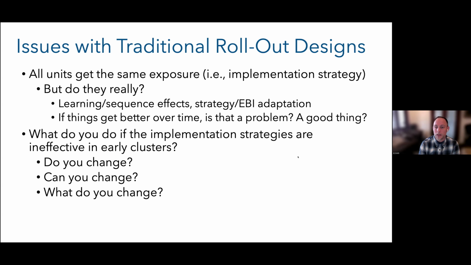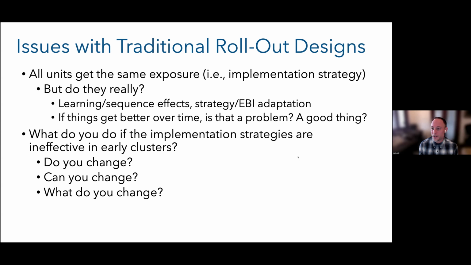Is that true, right? Do we actually adapt the strategy sometimes over time because we realize it's not working that well? Do we actually have a learning or a sequence effect, meaning we get better at implementing the strategy, therefore the effects are better over time. And so we end up having a sequence effect, meaning those who are later in the sequence actually get better more quickly or actually just achieve higher results. If things get better over time, like if you do see a sequence effect in your analysis plan, is that a problem? Is it a good thing?